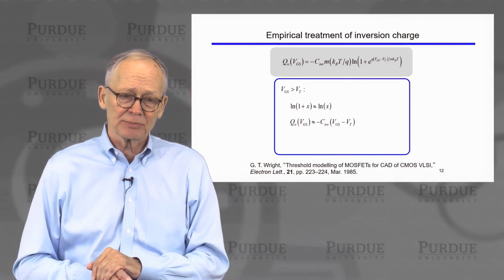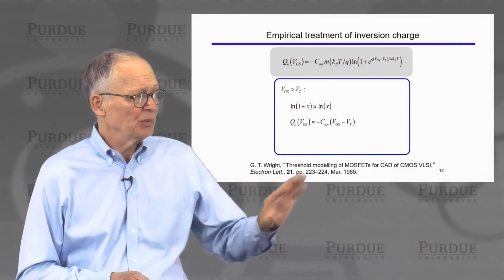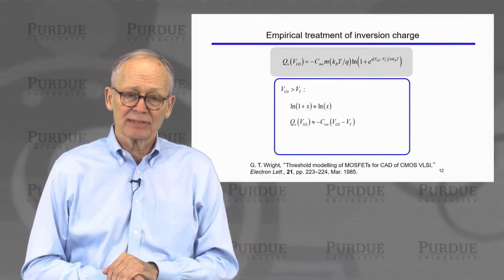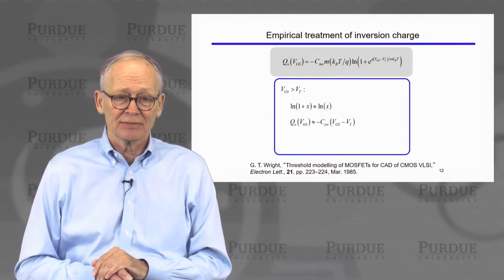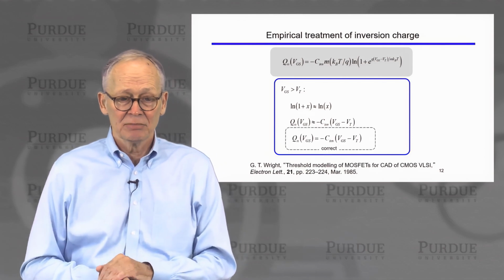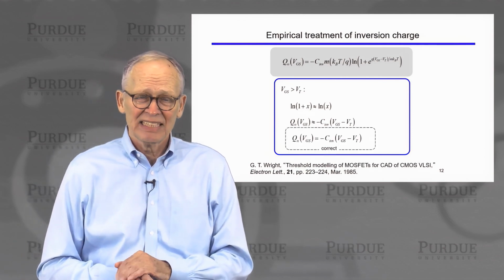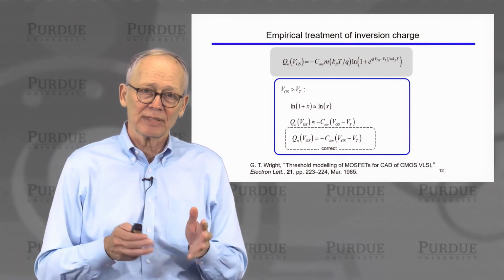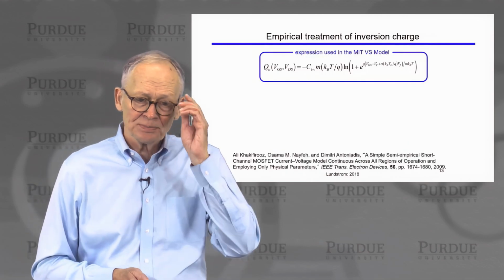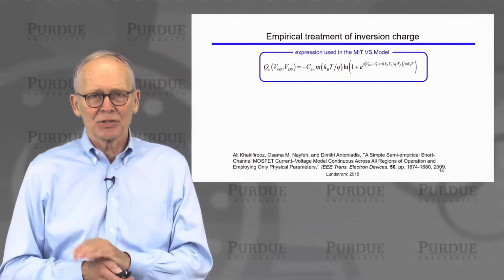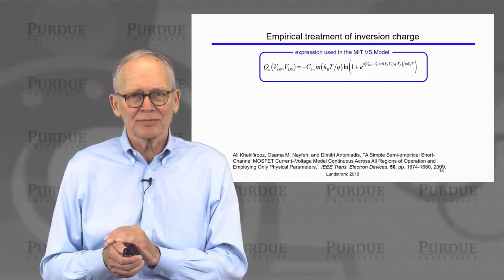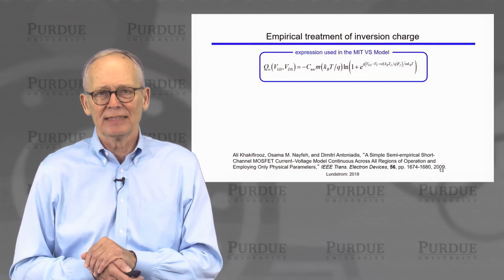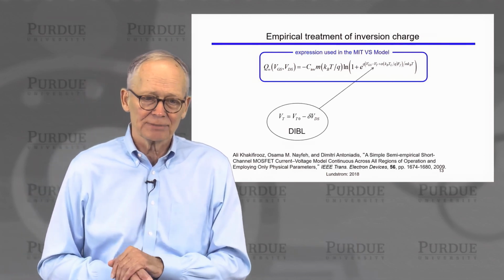If we look at this empirical expression above threshold, we can throw away the 1 in the log of 1 plus x, and we can see that the expression simplifies to minus C inversion times Vg minus Vt. So we get the correct expression above threshold and nearly the correct expression below threshold. So it's a good empirical way to smoothly connect subthreshold to above threshold. Now, the MIT version of the virtual source model uses a little more sophisticated empirical function just to do a little bit better job of treating the numerical solution to this equation.